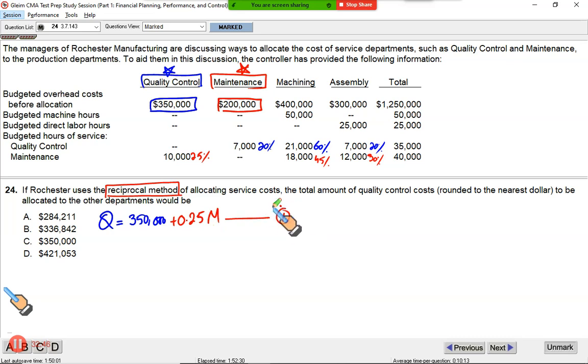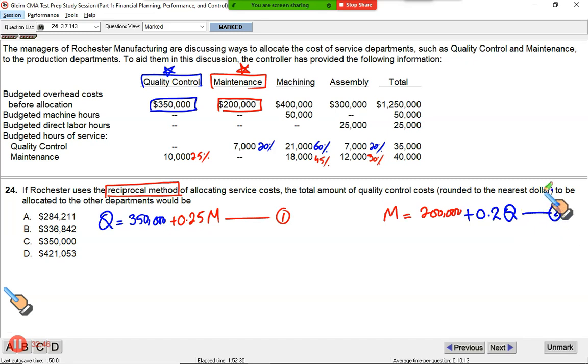On the other side, I'm going to have a second equation. Here I'm going to take maintenance, M. M has $200,000 cost of its own, plus it contains 20% efforts of quality. 20% means 0.2 Q. This is my equation number 2.